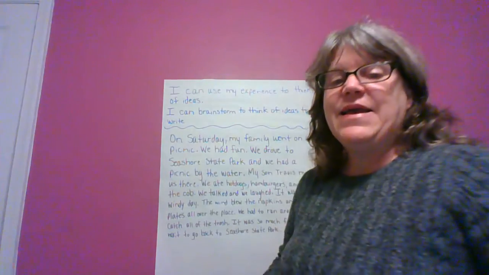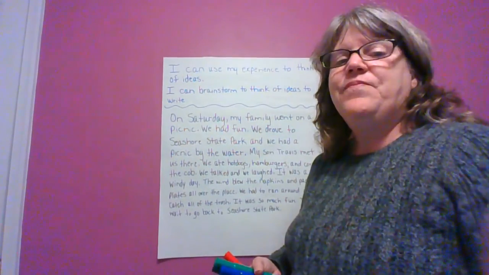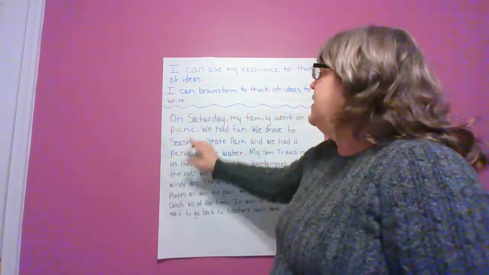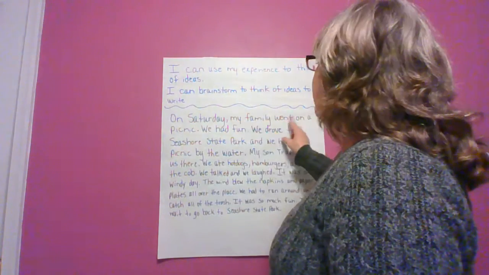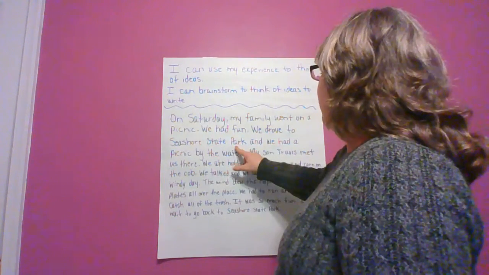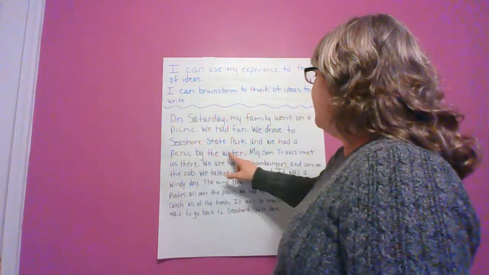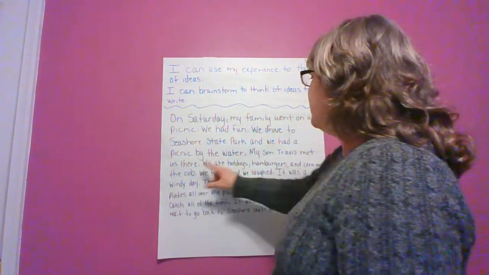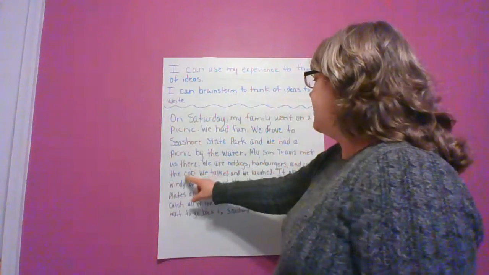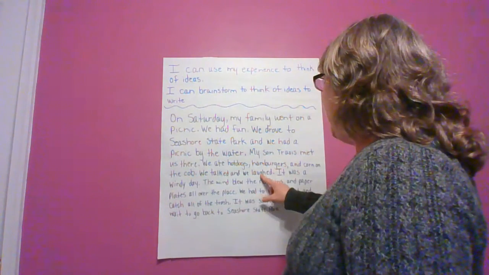So let's look back at what we wrote, okay? We wrote for our shared story: On Saturday, my family went on a picnic. We had fun. We drove to Seashore State Park and we had a picnic by the water. My son Travis met us there. We ate hot dogs, hamburgers, and corn on the cob. We talked and we laughed.